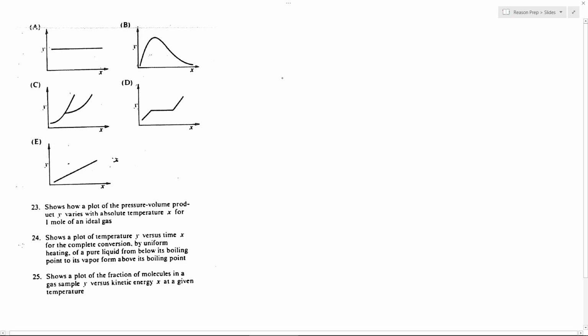Which figure shows how a plot of the pressure volume product Y varies with absolute temperature X? So let's take a look at PV equals nRT to illustrate what's going on here. We're told that n is 1, so we can pretty much just ignore that. R is a constant, so ignore that for now. And so what we're left with is that PV is proportional to T.